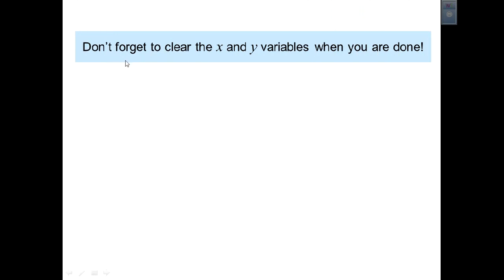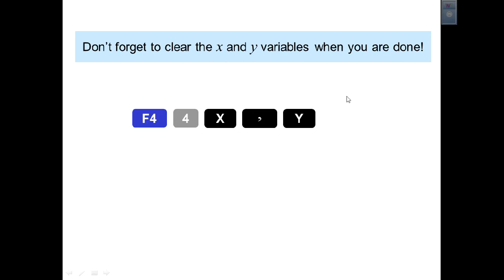All right, anytime you store for an x or a y, don't forget you have to clear those when you're done. So you can do F4, 4, x comma y, and enter. That means it'll clear both of those, and then enter.